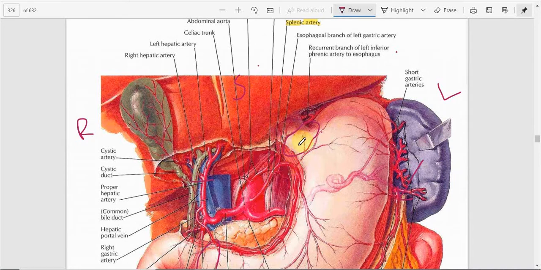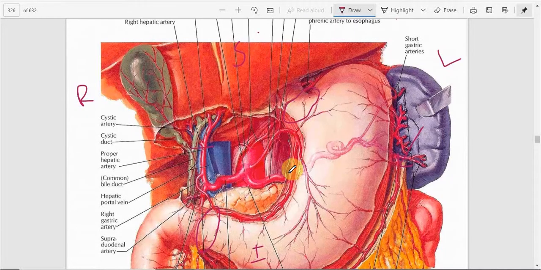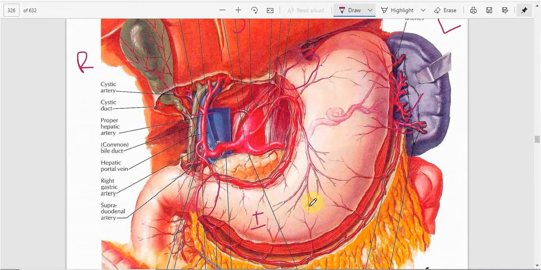At this point, it turns forwards and enters a peritoneal fold known as the lesser omentum. The lesser omentum has its attachments between the lesser curvature of the stomach and the liver. You can even see the attachment line over here, and over here will be the free margin. It courses downwards along the lesser curvature of the stomach, giving off the gastric branches while doing so. So this is the first branch.